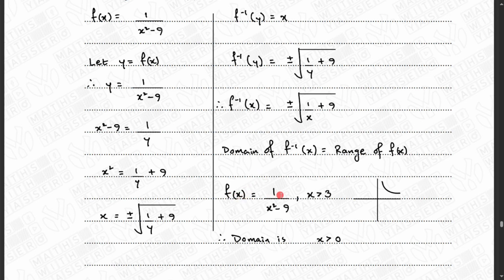So f of x has the equation 1 over x square minus 9. And we know that the graph of 1 over x square for the positive side of x will look something like this. So when x is greater than 3, which is the domain of f of x, the range must be greater than 0 as well. The y values will be greater than 0 as well. That means that the domain of f inverse must be x is greater than 0.